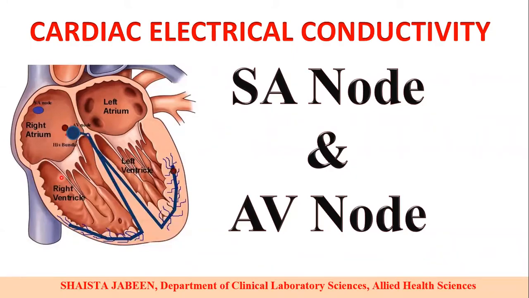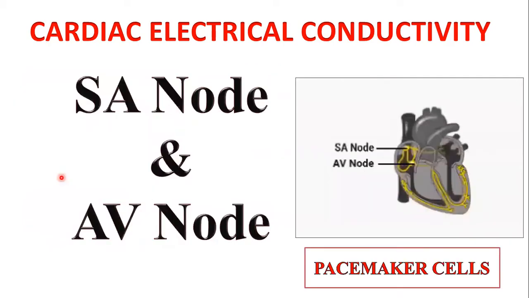So this contraction of the heart muscles is regulated by the action potential, and that action potential is generated by the impulse. These impulses are generated by the main important point, the special type of cells that are known as pacemaker cells. So pacemaker cells are basically the SA node and AV node.